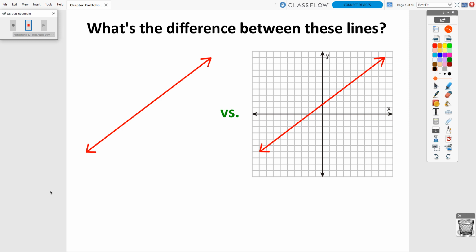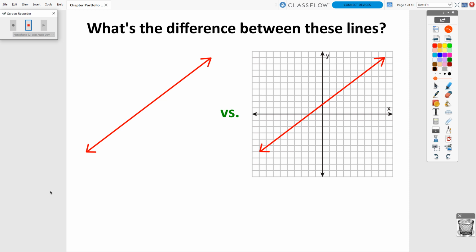So first we're going to talk about some background information for stuff in Algebra 1 that maybe you didn't fully grasp when you first had it, or maybe your Algebra 1 teacher didn't do a fantastic job of explaining the background behind what you were doing. So my first question to pose to you here is, what's the difference between these two lines?